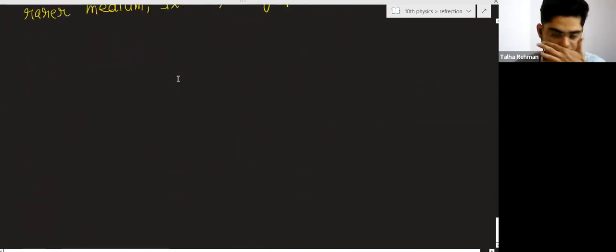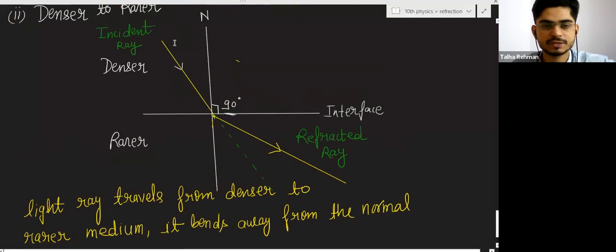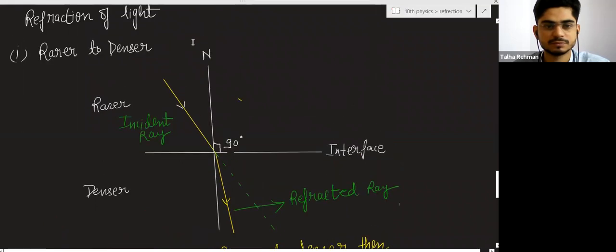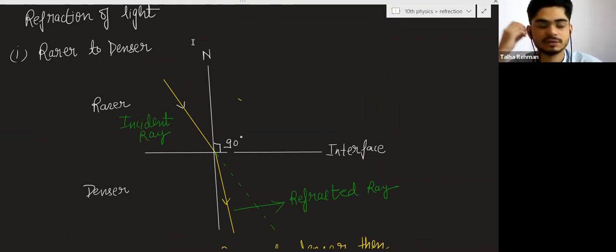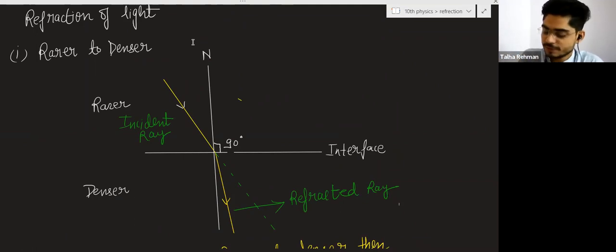Number three. Okay, first note this down, then we will discuss the number. This is a natural phenomenon. Refraction is a natural phenomenon. Whenever the light changes the medium, it will bend either towards the normal or away from the normal. And please make a proper diagram.